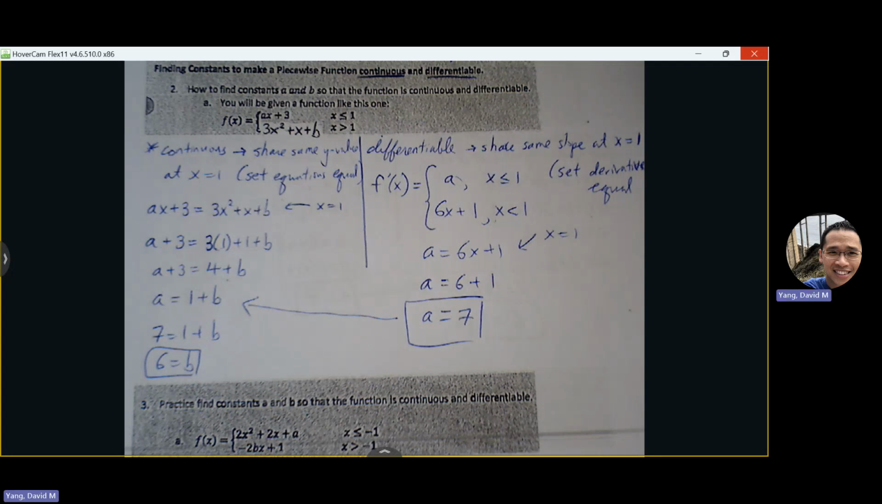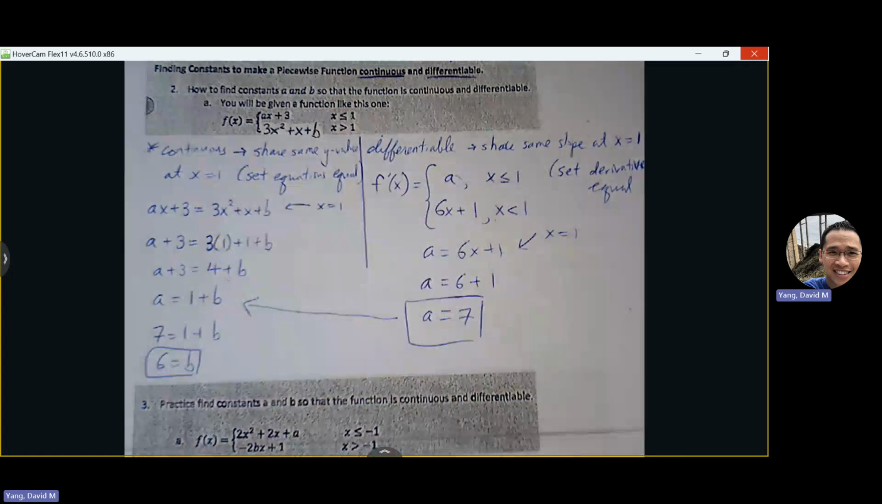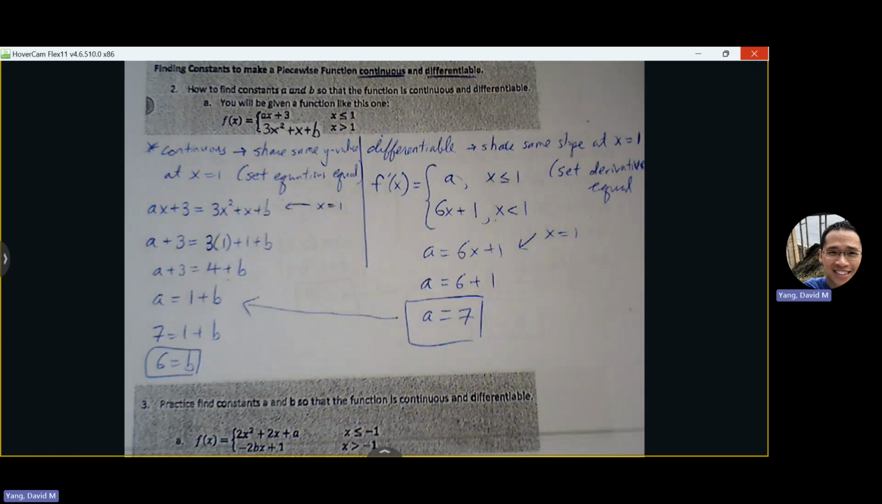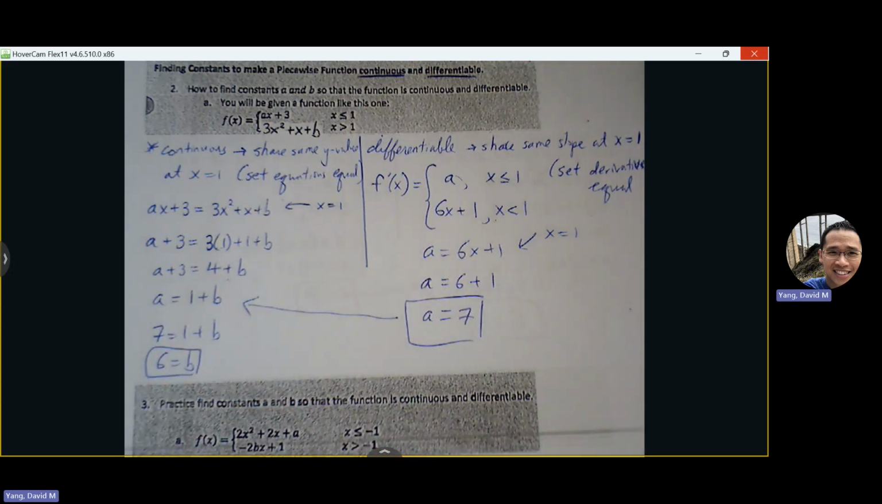So with these problems, the strategy is the same. You're going to set the equations equal to each other, and then replace the x value with wherever the center of the problem is. They always have to tell you where the breaking point is potentially. And then you're going to set the derivatives equal to each other, and then use both equations to help you solve for your missing constants.